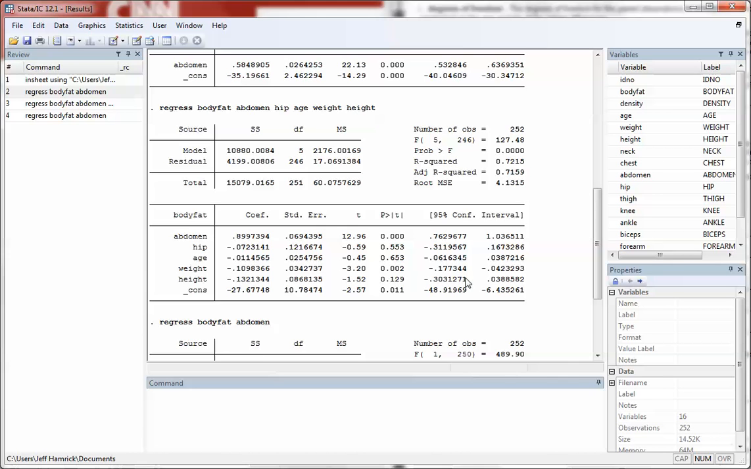So that's how you use the regress command in Stata to very quickly generate multiple linear regression relationships between a dependent variable of interest and one or more independent variables of interest.